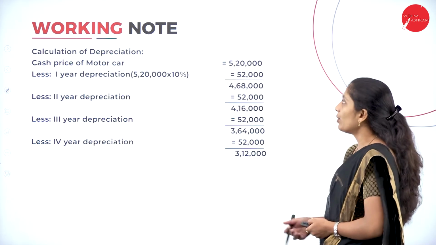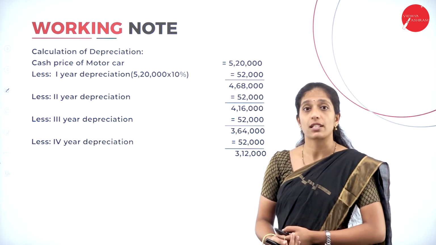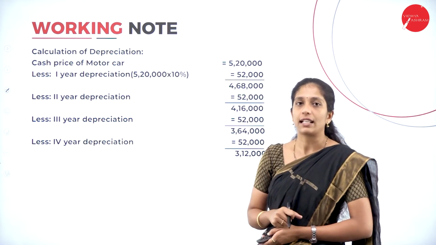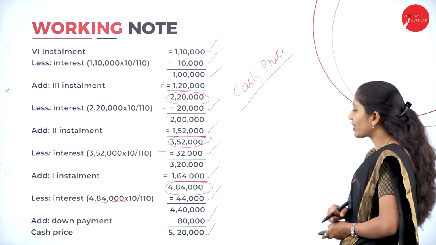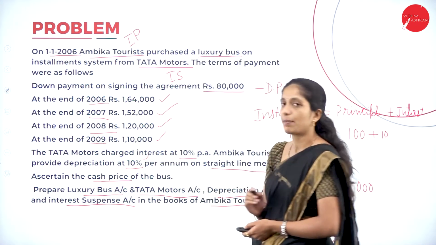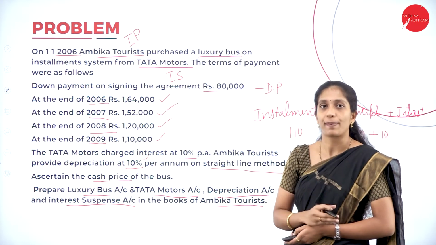5,20,000. Now, calculation of depreciation. Since we are going to prepare ledger accounts in the books of the installment purchaser, we have to calculate the depreciation. Now, what have they given? They have given that depreciation has to be charged at 10% per annum. So we have to calculate depreciation on the cash price of the asset.